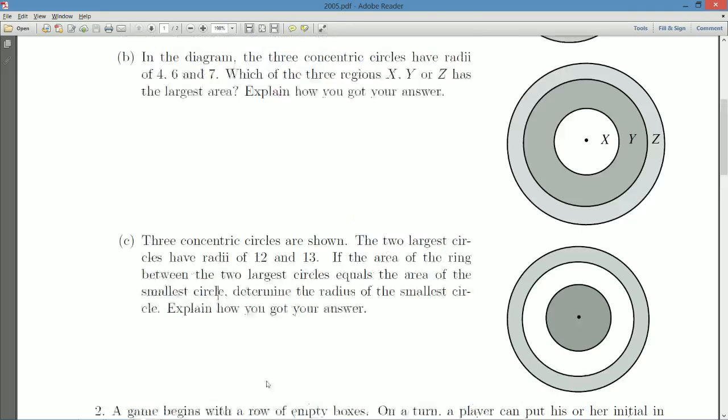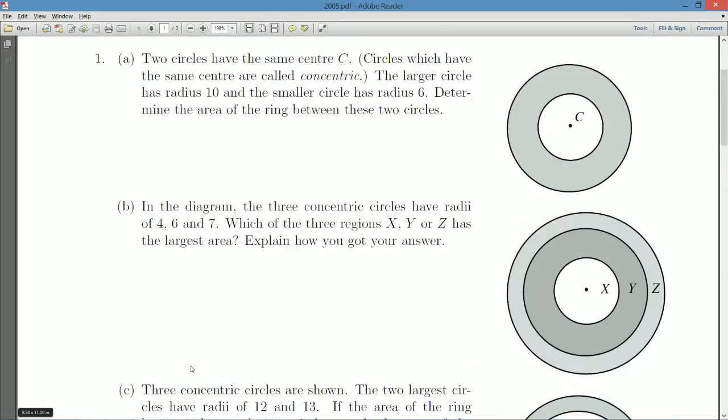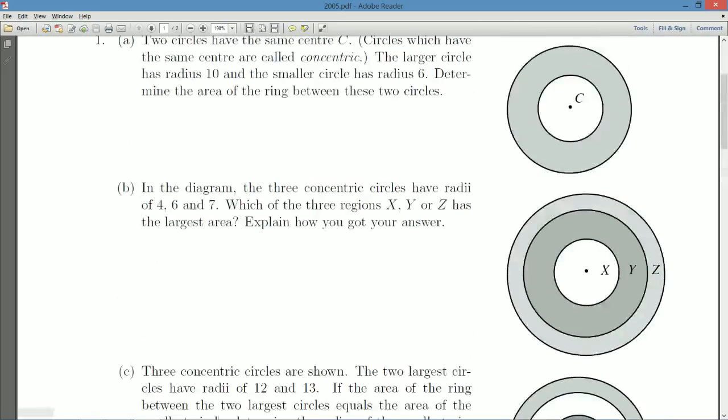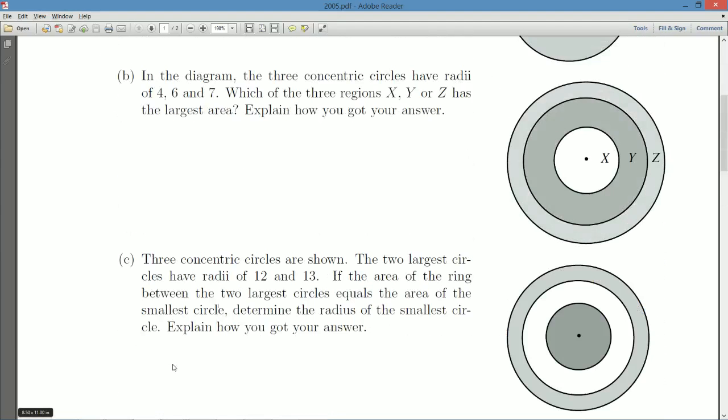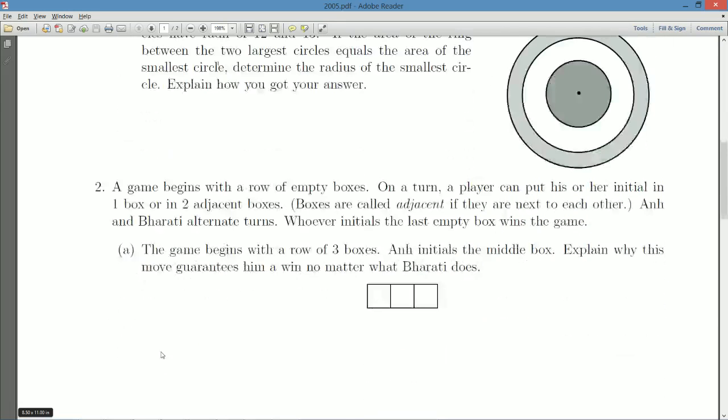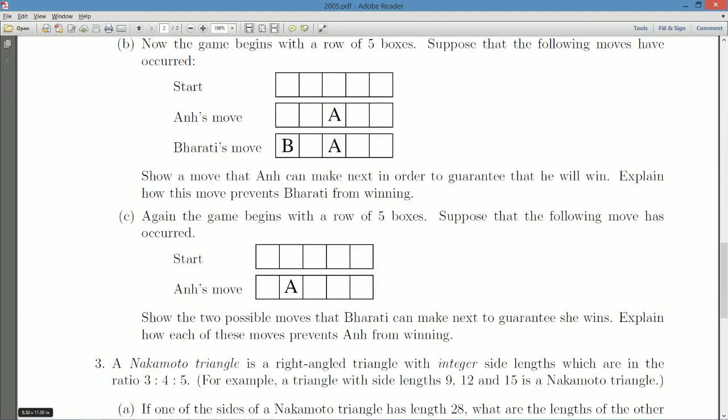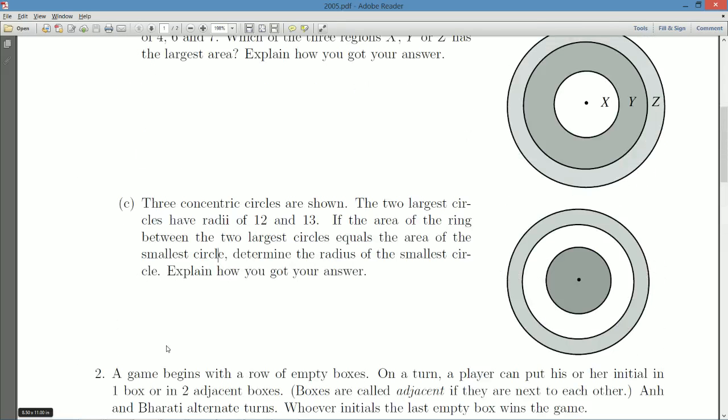Fairly straightforward question. Really, the only trick to it was remembering the formula for the area of a circle. But a good, nice, clean introductory question. And yeah, I think we're off to a good start on the 2005. And join me, please, in the next video as we take a look at question number 2, which apparently also has 3 parts. And I think will involve a little game theory. It's always nice to see game theory on a contest, but we'll explore that next time.